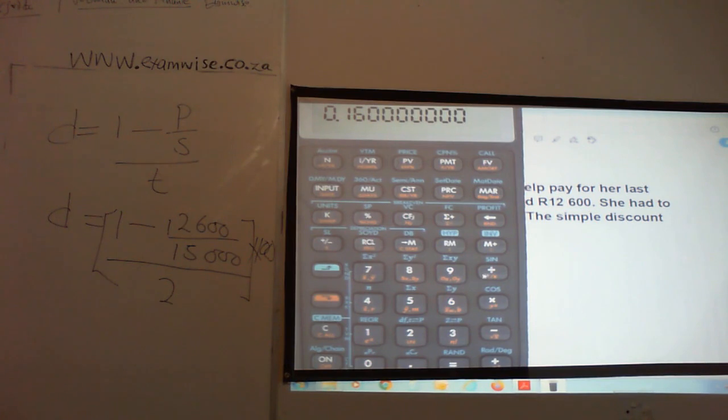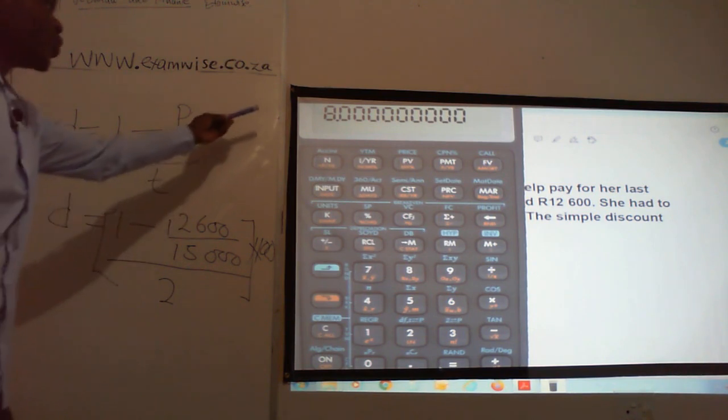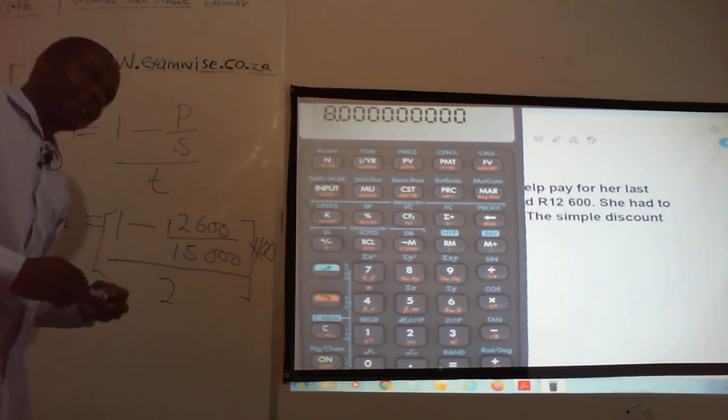Then after that we are now saying divided by 2, and then it equals 0.08. Then we need to multiply by 100 to express it as a percentage. Then we say equals. So it means our simple discount rate D is equal to 8%.